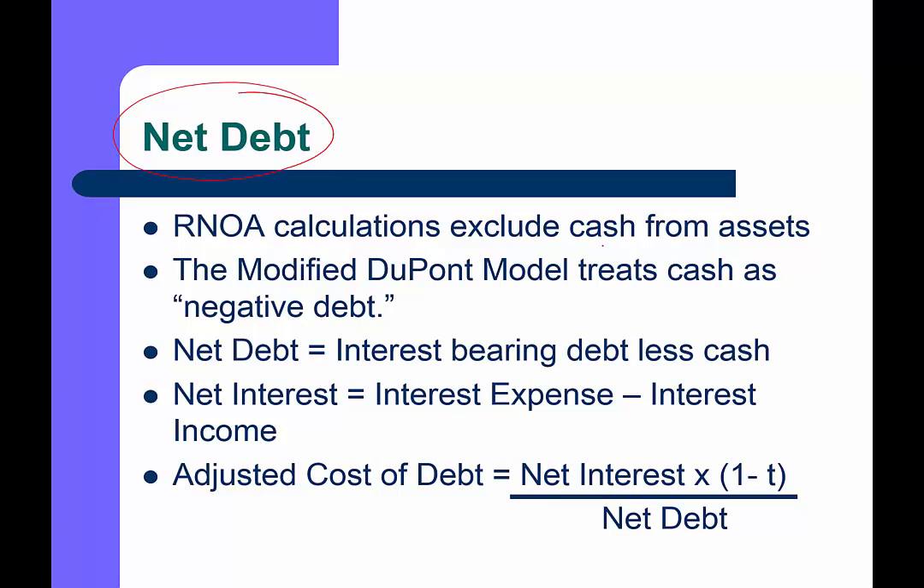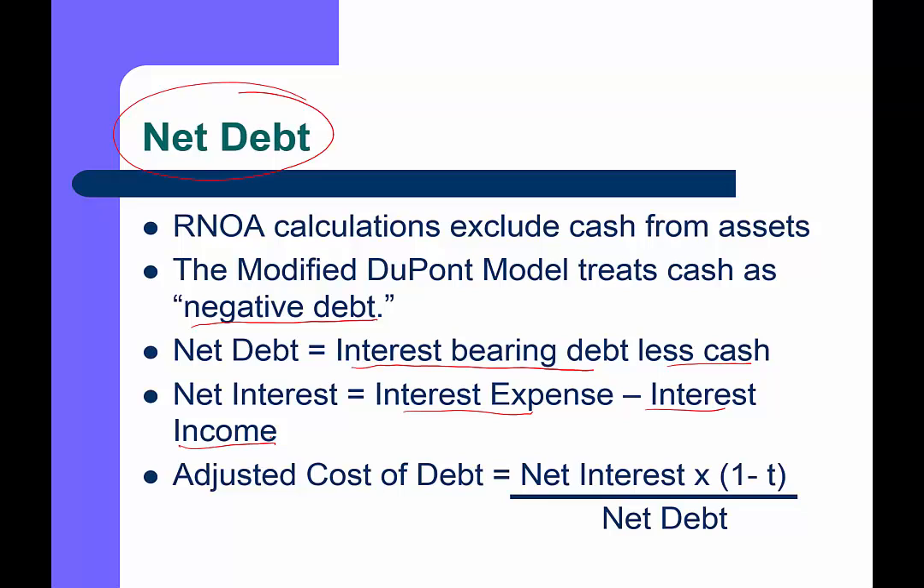So we exclude cash from required assets. This modified model treats cash as negative debt. So if you have cash, you not only don't owe anybody, you've got excess money, money that's not necessarily needed to run the business. And so net debt is interest-bearing debt, the stuff that's not operating liabilities, less cash. And by cash, we're including marketable securities and the other kinds of pieces that are in there, cash and near cash. Net interest is interest expense minus interest income.